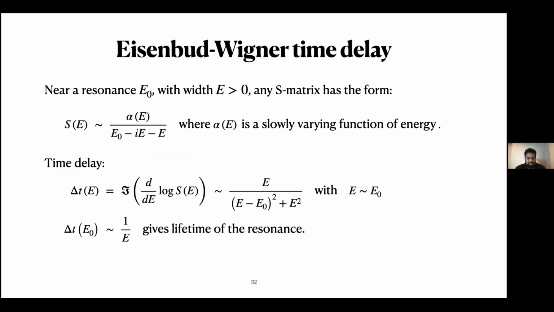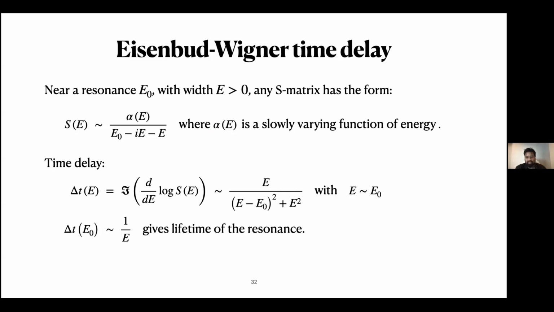The time delay is a quantity that's defined as the derivative of the log of S, or the imaginary part of it. The way to understand this is that if you evaluate this thing for the S matrix that's written in the first line, this looks like E over (E minus E naught) squared. And if you go to the resonance, it gives you the lifetime of the resonance. So the statement is that if you have some scattering problem, some intermediate state forms, and you compute this time delay quantity, it gives you how long this intermediate state lives for.